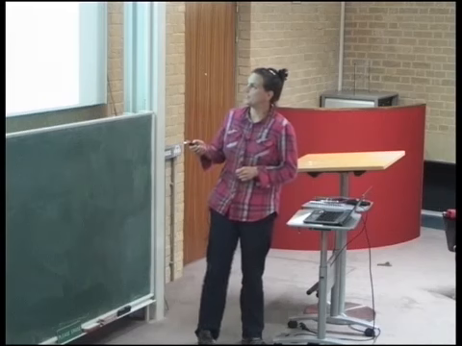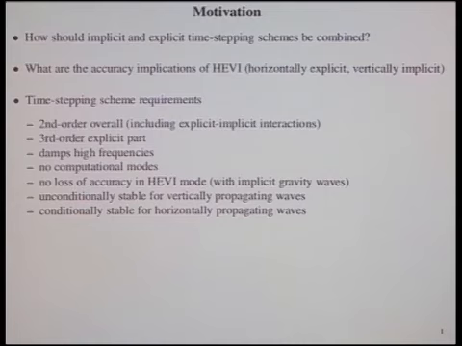No loss of accuracy in HEVI mode with implicit gravity waves. That's something we saw this morning in Dale's talk, that when he used implicit gravity waves in HEVI mode, the accuracy was lower than implicit with explicit gravity waves. Unconditionally stable for vertically propagating waves, so A-stable, and conditionally stable for horizontally propagating waves, so stable for a particular time step.